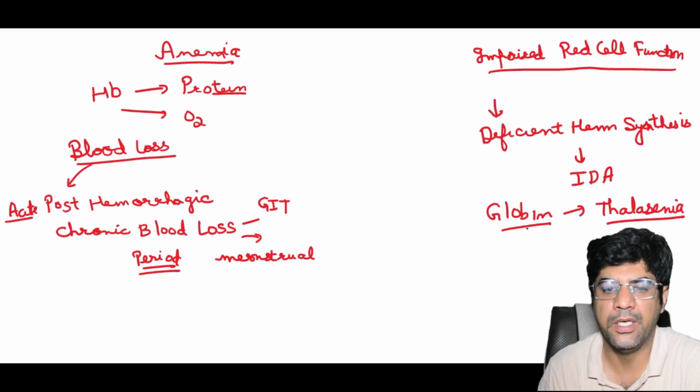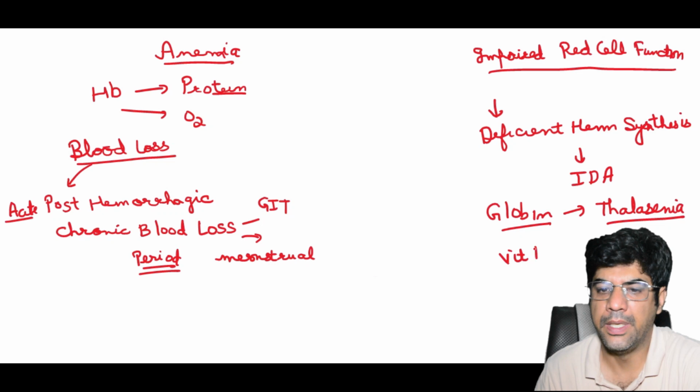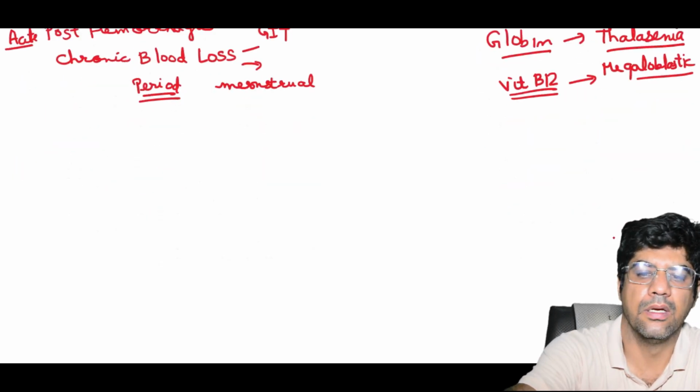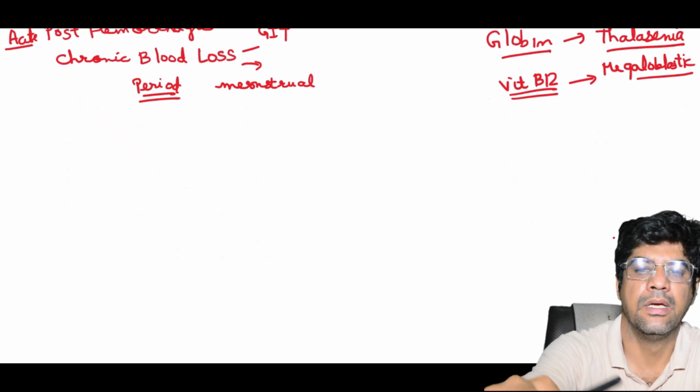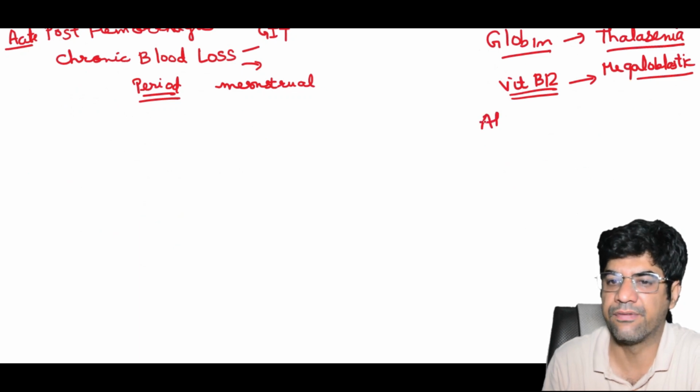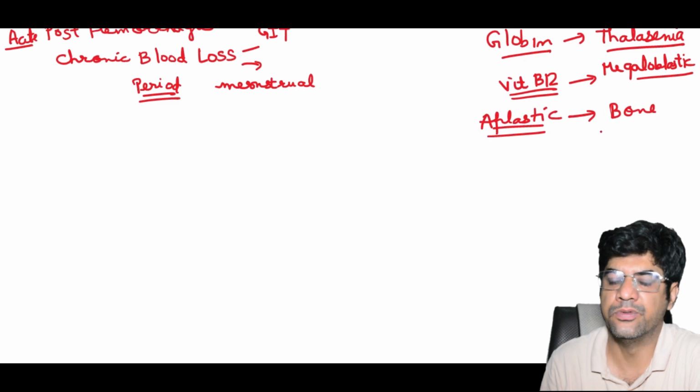Now there could be a nuclear maturation defect, like vitamin B12 or folic acid deficiency, that can cause megaloblastic anemia. Or there could be hemopoietic stem cell proliferation and differentiation abnormalities, as in aplastic anemia, a condition where the bone marrow fails to produce sufficient red blood cells.